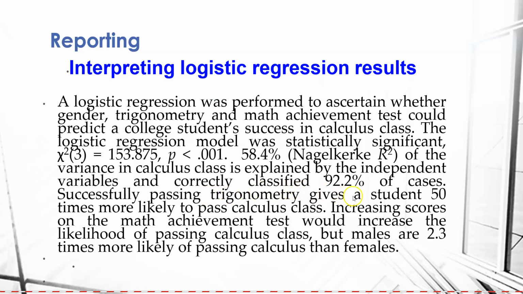Successfully passing trigonometry makes a student 50 times more likely to pass calculus. Increasing scores in the math achievement test would increase the likelihood of passing calculus class, but males are 2.3 times more likely to pass calculus than females. So males are 2.3 times more likely to pass calculus than females.